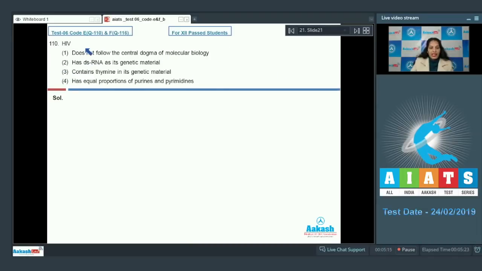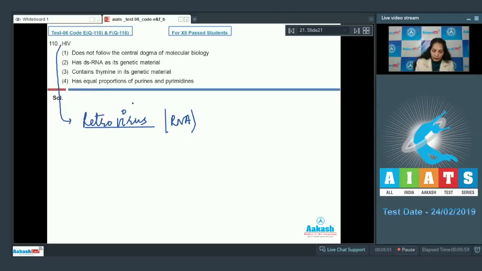Question number 110. HIV, first option, does not follow the central dogma of molecular biology. Second, has double-stranded RNA as its genetic material. Third, contains thymine in its genetic material. Fourth, has equal proportions of purines and pyrimidines. HIV, human immunodeficiency virus, is a retrovirus, which means it has RNA as the genetic material. Now, it does not follow the central dogma of molecular biology.